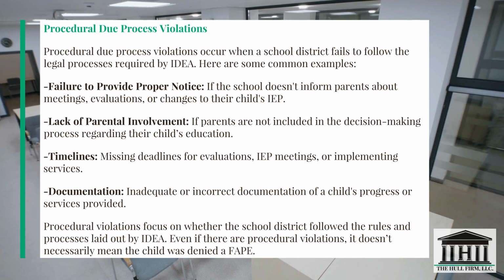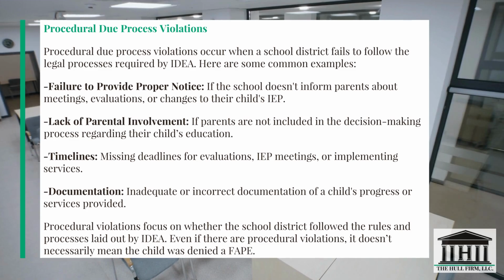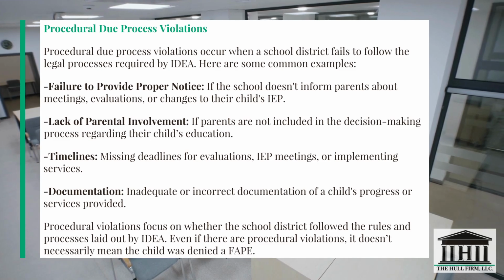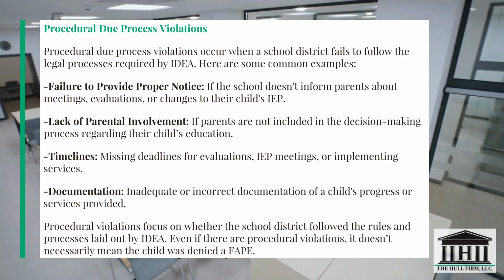Procedural due process violations occur when a school district fails to follow the legal processes required by IDEA. Here are some common examples. Failure to provide proper notice: if the school doesn't inform parents about meetings, evaluations, or changes to their child's IEP. Lack of parental involvement: if parents are not included in the decision-making process regarding their child's education.